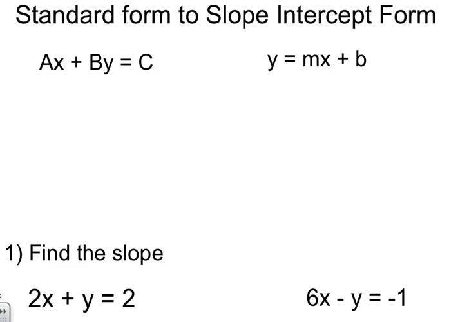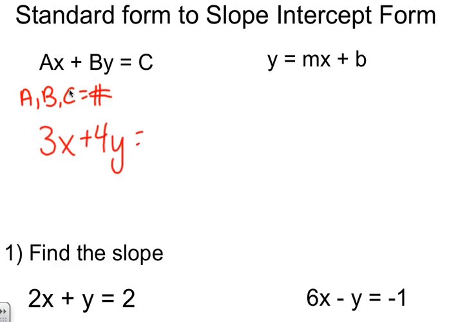Okay, so first off, standard form, the generic formula is ax plus by equals c, where a, b, and c are just numbers. Okay, so for example, 3x plus 4y equals 12. So that is the equation of a line in standard form.